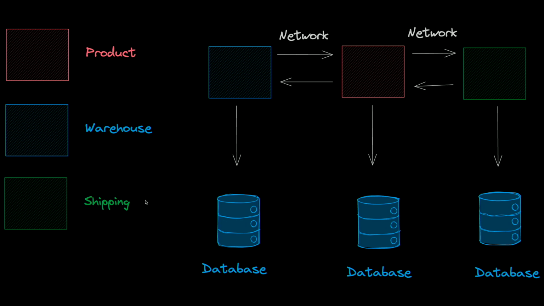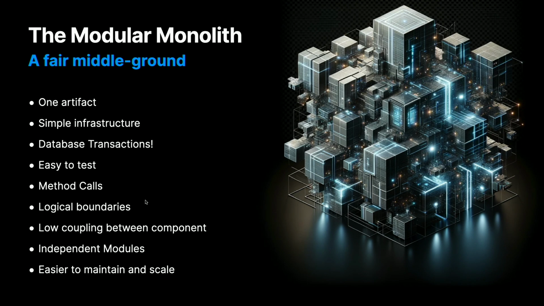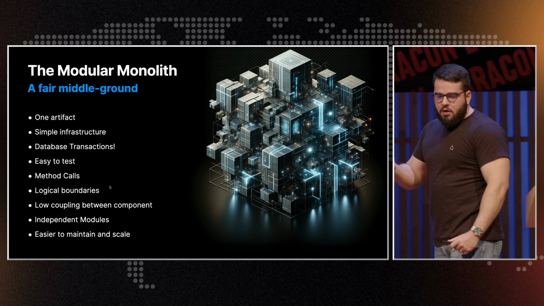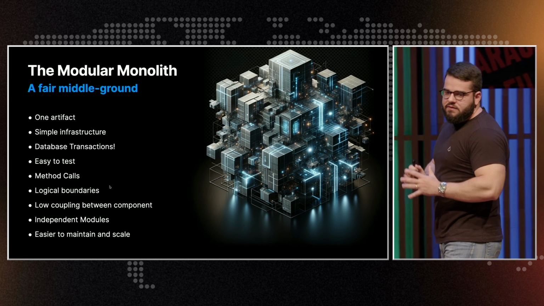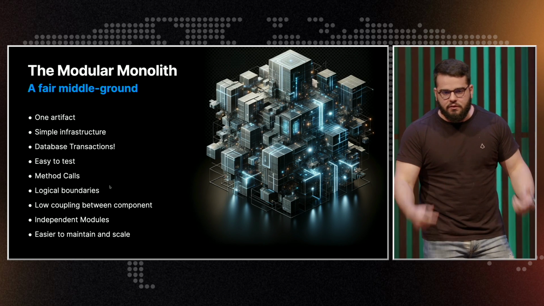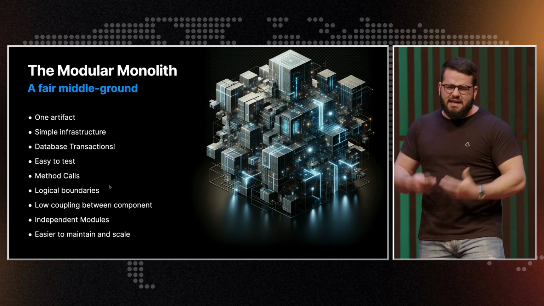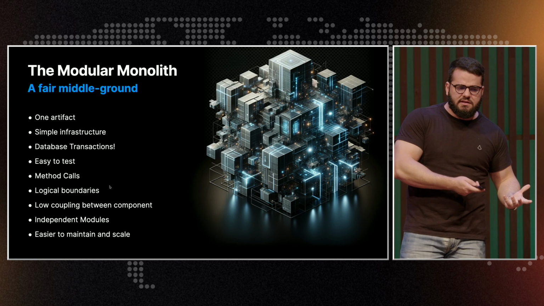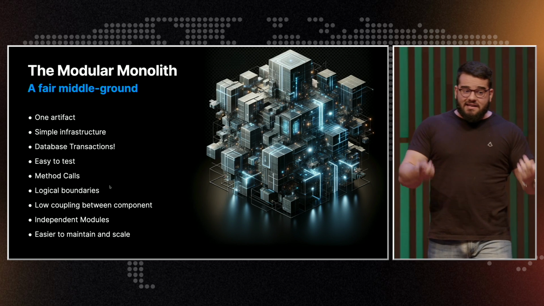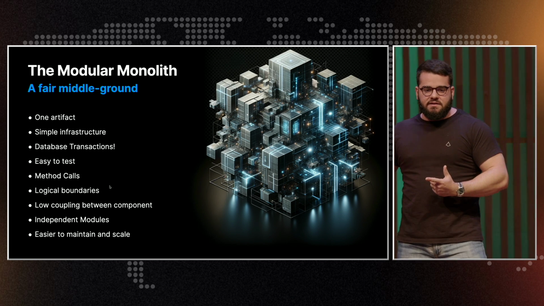You don't have to apply that to a monolithic application. With a modular monolith, you kind of have a middle ground. So you still have one artifact, you still have one repo, you still have one deployment unit. You have a simple infrastructure. You can have multiple databases, but you can also have one single database. You get database transactions back, so you no longer need compensatory events.